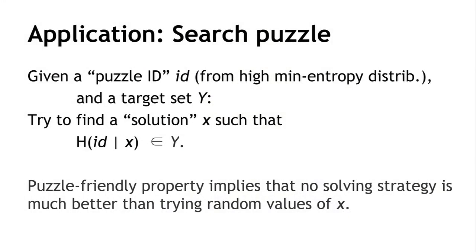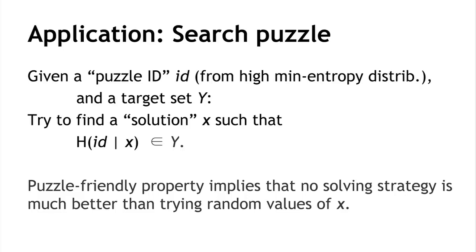To be more specific, the idea is that if we're given a puzzle ID, which is chosen from some high min-entropy distribution, that is, some very spread out probability distribution, and we're given a target set y, which someone wants to make the hash function fall into, then we want to try to find a solution x, so that if we hash the puzzle ID together with the solution x, we get a result that's in the set y. So y is a target range or set of hash results that we want. The puzzle ID specifies a particular puzzle, and x is a solution to the puzzle.